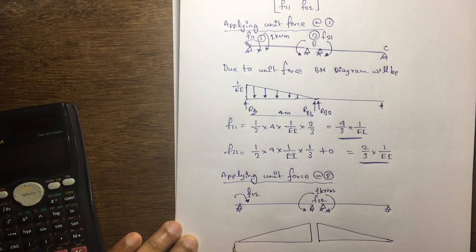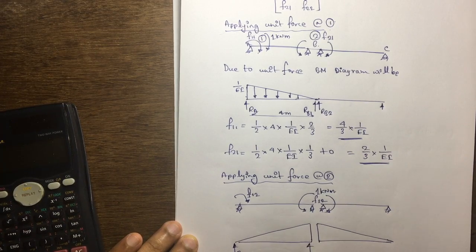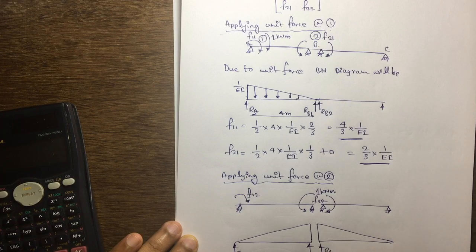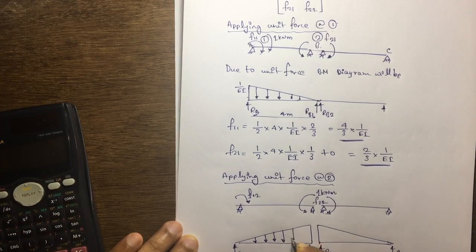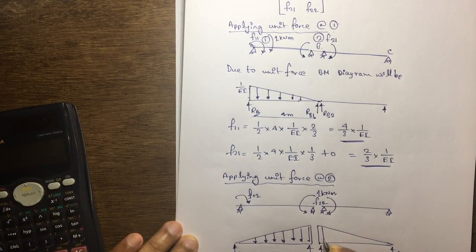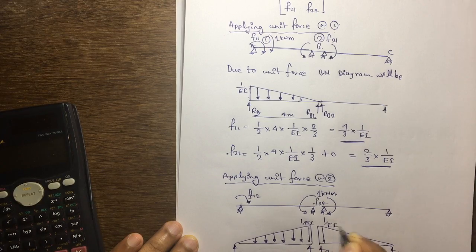If I see the reactions, this is RA, RB1, RB2, RB, this is RC. So our moment value, if I apply unit load, that is M by EI, that is 1 by EI here, and at the same time 1 by EI on this point also.